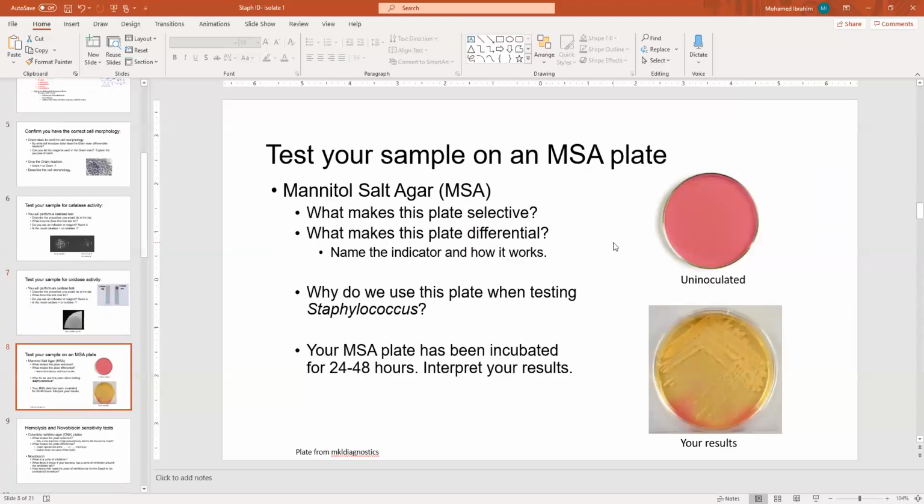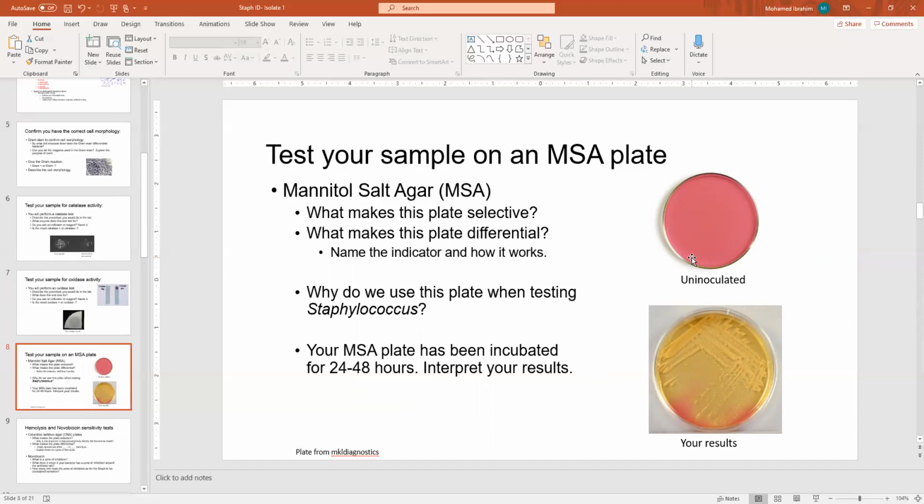A very important media that we are going to use for identification is MSA media, and this stands for mannitol salt agar. It is a very selective media. Selective because it selects only for those kinds of bacteria that can tolerate salt, halophiles, okay? And it can also be differential, so it can be both selective, meaning it selects the growth of some organisms and not others, and also it can be used for differentiation between organisms.